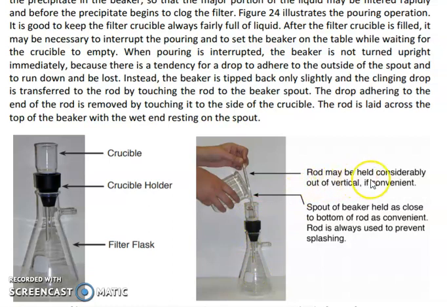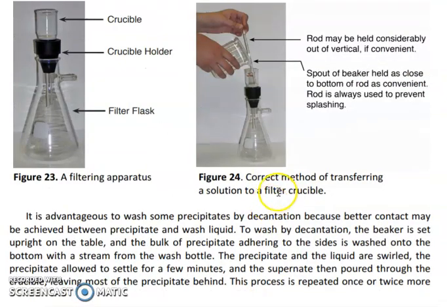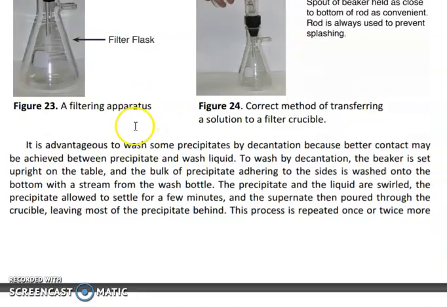The rod may be held considerably out of vertical, a little bit off vertical if convenient, and the spout of the beaker held as close to the rod bottom as convenient, so it does not come outside. The rod is always used to prevent a splash, so just stick this rod to your beaker so that it will not splash out. So this is the correct method of transferring a solution to a filter crucible.